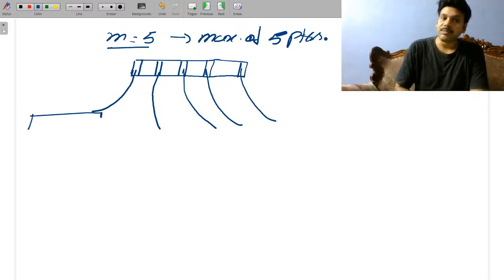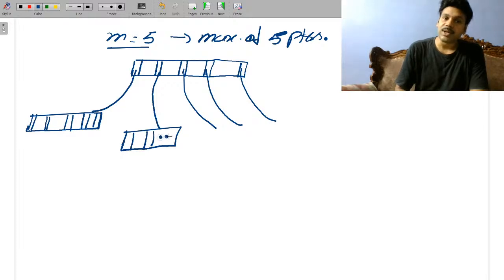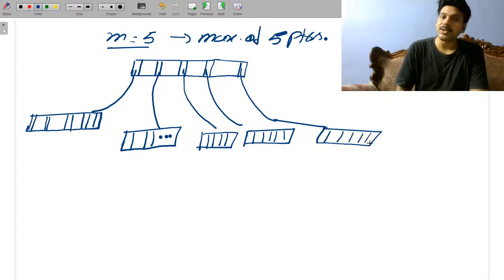Now you observe, this child also can have 5 pointers. Please observe, friends, carefully. And this child also can have 5 pointers. This child also can have 5 pointers. This child also can have 5 pointers. This child also can have 5 pointers.